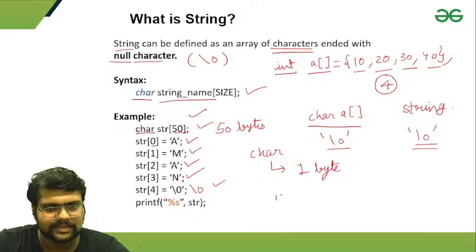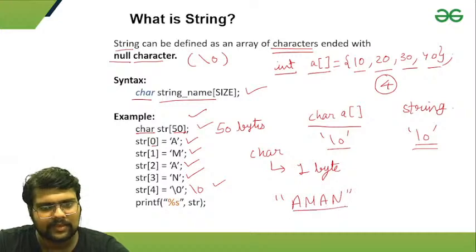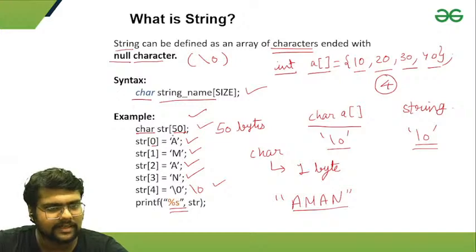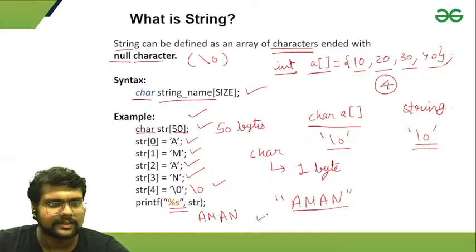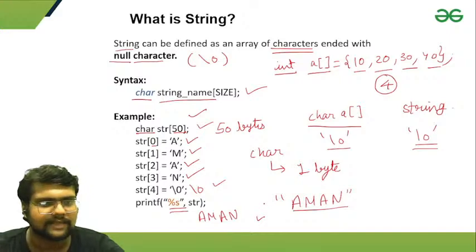Okay, and in that 50 bytes, at the zeroth byte we are storing character A, then character M, then character A again, then character N at the third byte. Okay, and at the last byte we will store the null character, so it will represent the end of the string. So this string can be represented as aman. Okay, so whenever we print this string, we have to specify the format specifier here. So here the format specifier is %s. Okay, so when we print this str, the printf will print the characters until printf finds the null character. So it will print a m a n, and after that it will stop because there is a null character. So it will stop after the null character. Okay, so this is about string definition.